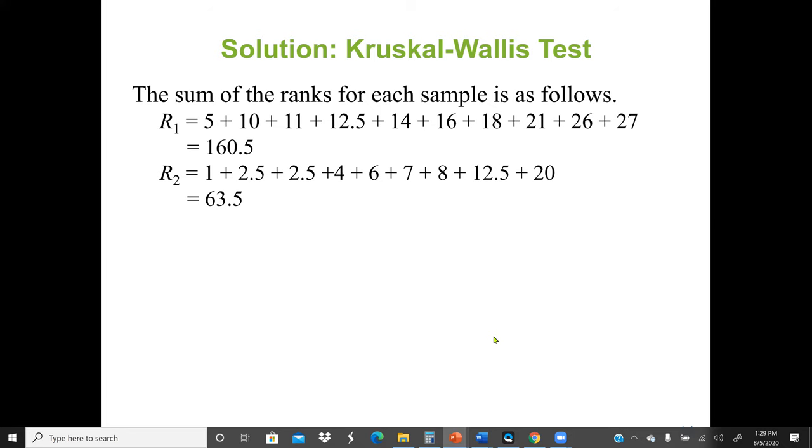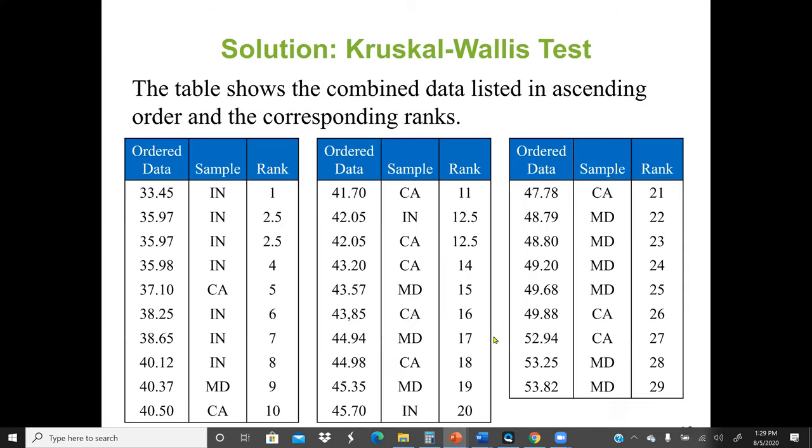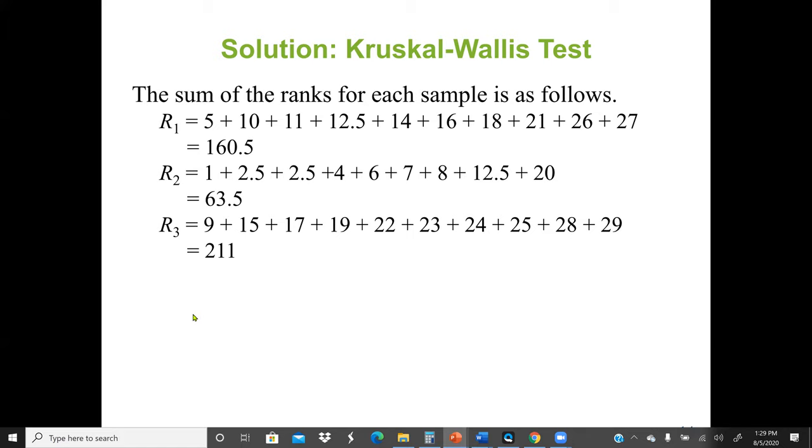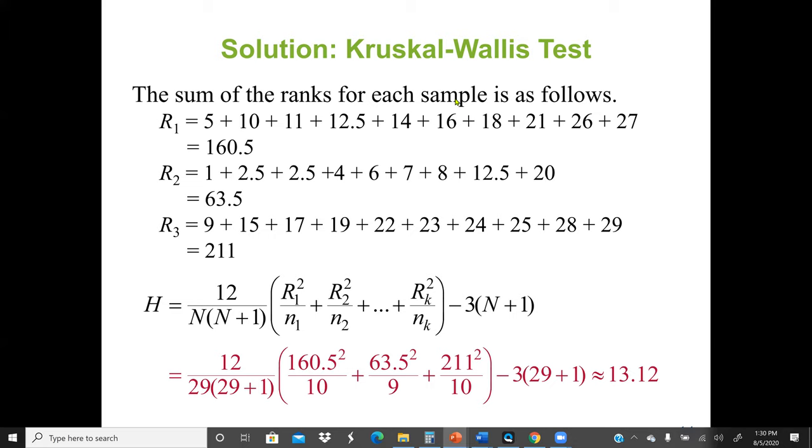Then our second value will be, I think this is Indiana. Now let's check. Yes, Indiana, because for Indiana we have 1 plus 2.5, and then 1 plus 2.5 plus 2.5. Then the last will be Maryland. So we sum the ranks for each sample, and the sample represents each state. So California, Indiana, and Maryland.